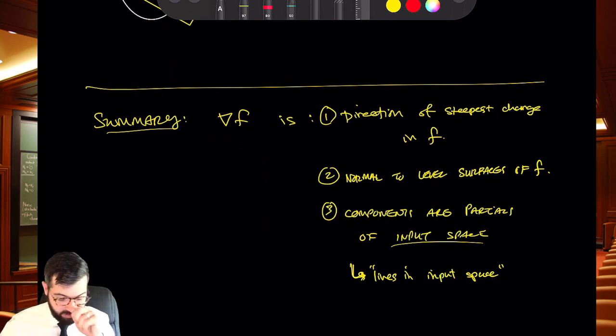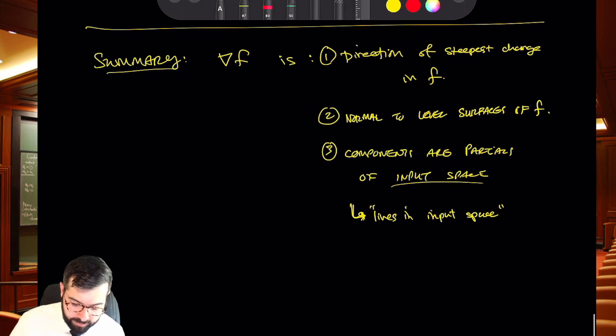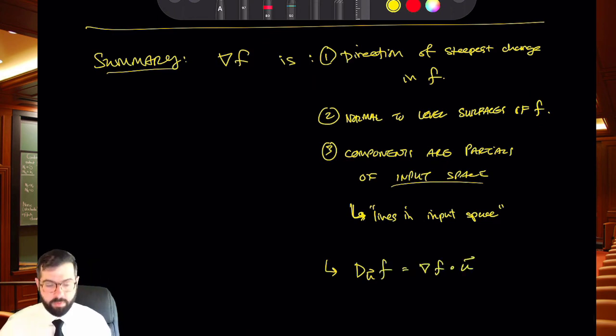Awesome. And we know that it's related to the directional derivative through this dot product, right? The derivative in a given direction is the dot product of the gradient and that direction.